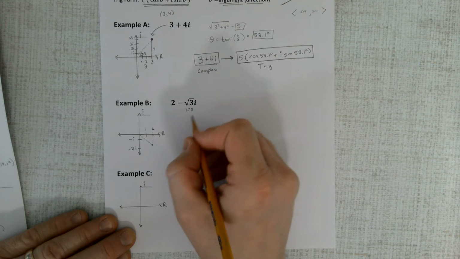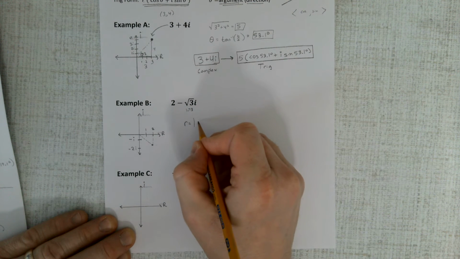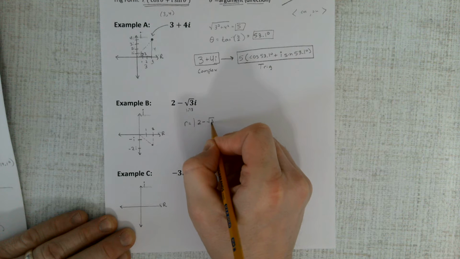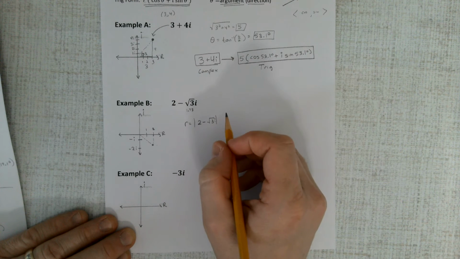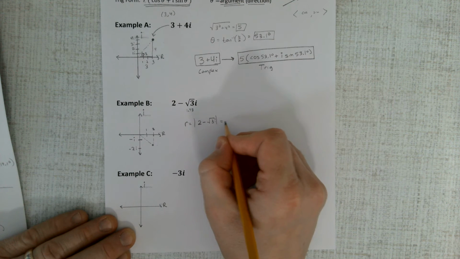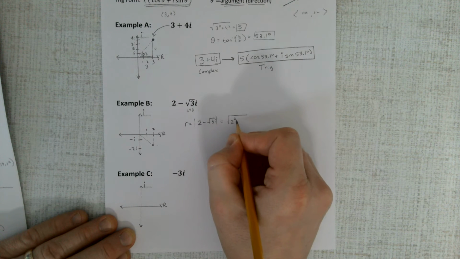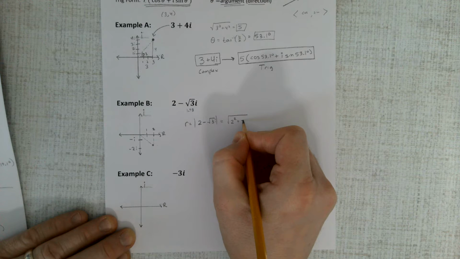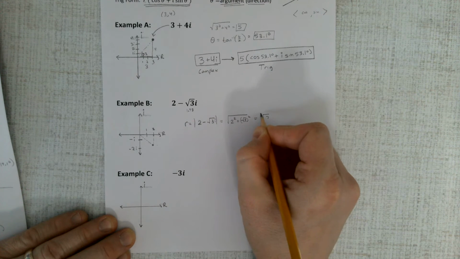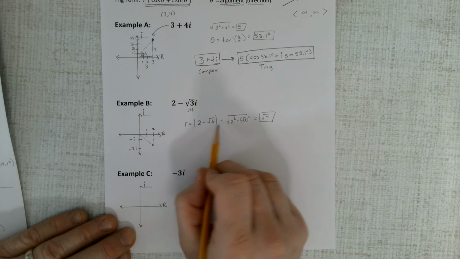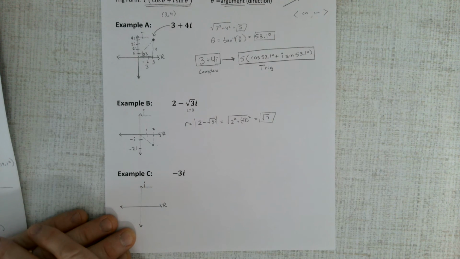And now let's find the r value. The r value is the absolute value of that. Well, how do you do absolute value with an imaginary number? Not like in algebra. You do 2 squared plus root 3 squared, which is the square root of 7. That's what we mean by absolute value. It's different than in an algebra class.